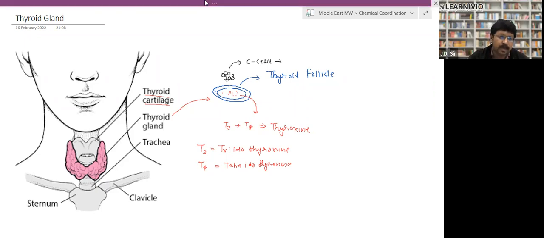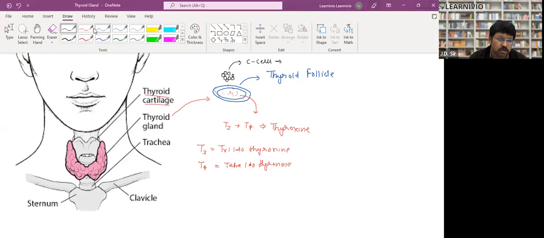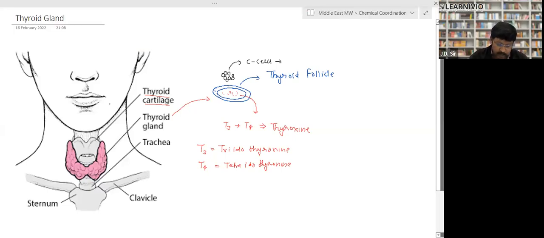These C cells are responsible for secretion of a hormone called thyrocalcitonin. This is the hormone responsible for the growth of children, and it controls calcium metabolism as well.